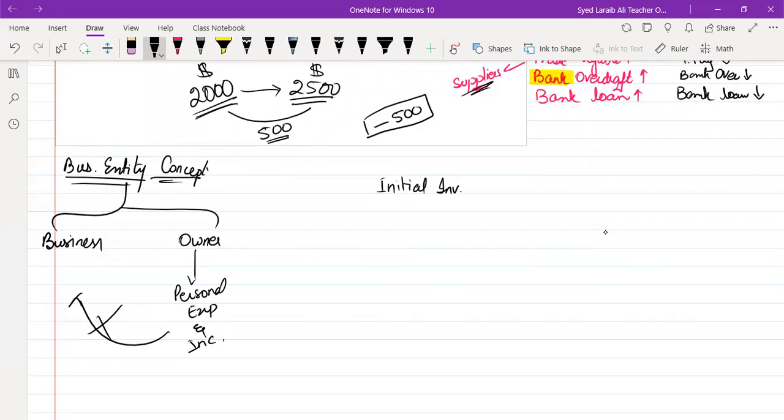If the owner has to pay the fee for his children against the education, or if the owner has to pay the rent of his house, or the owner has to pay for the grocery of his house, he cannot record it as an expense in the business. For this, he has to take amount from the business for personal use. In the same manner, when the owner invests into the business, he has to invest from his personal account.